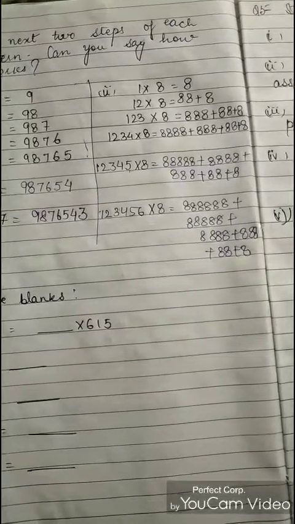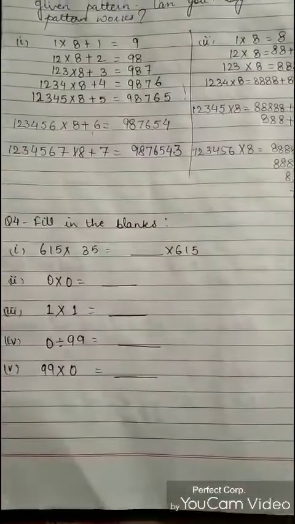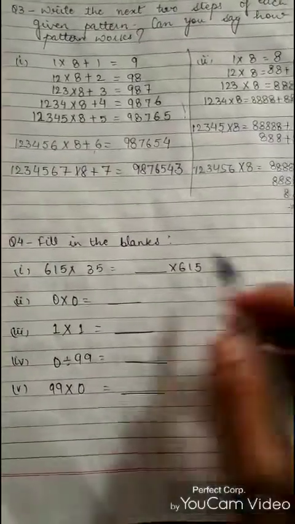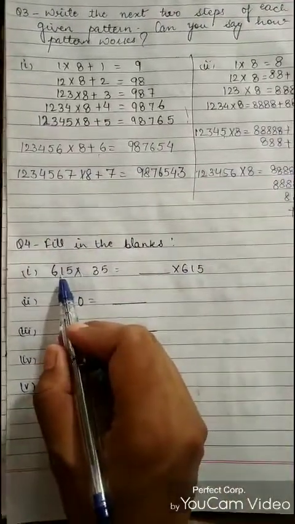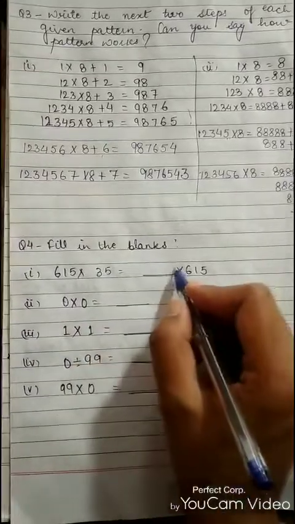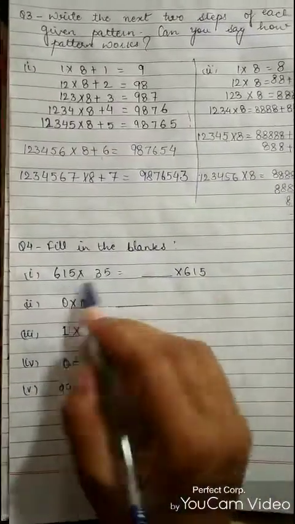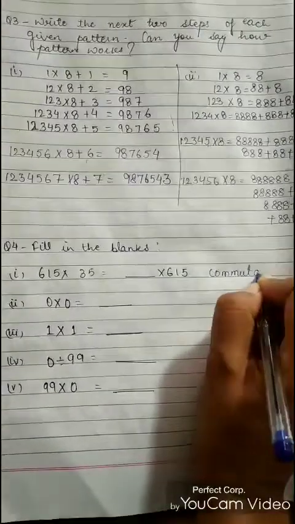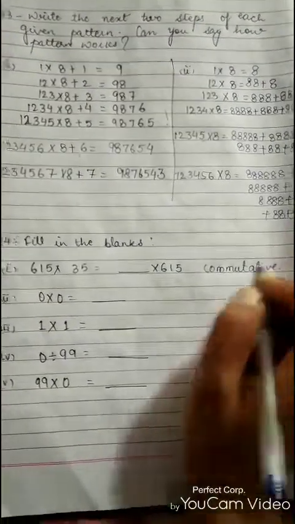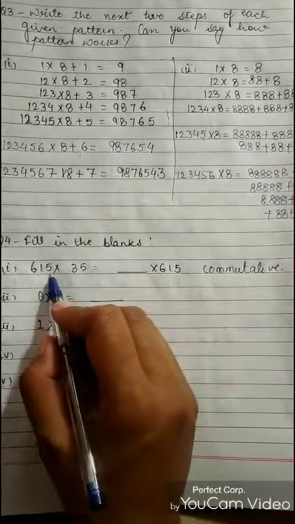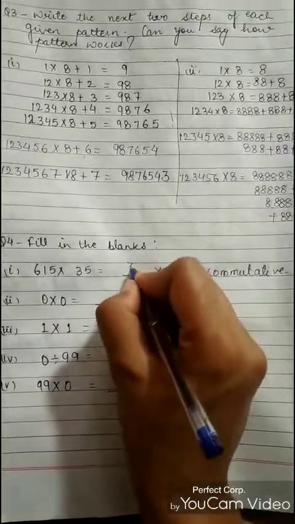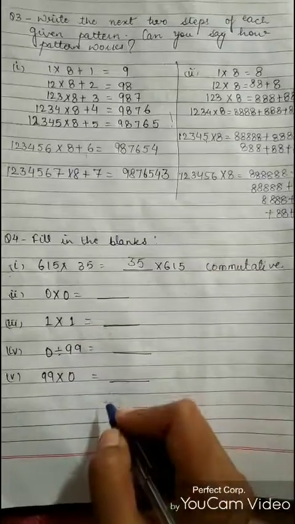Okay, now going for the next question, question number 4. Fill in the blanks. So here it is 615 into 35 is equal to dash into 615. Now we know that multiplication is a commutative property. Commutative property में क्या होता था? We can interchange the places. So here 615 first, then 35. Here 35 will come first, and then 615.